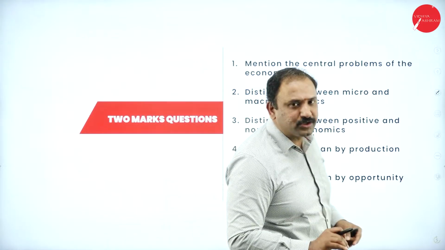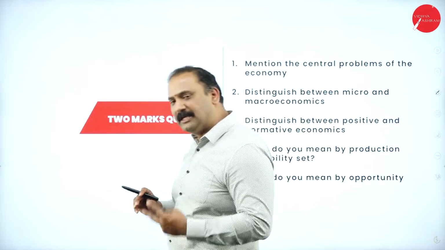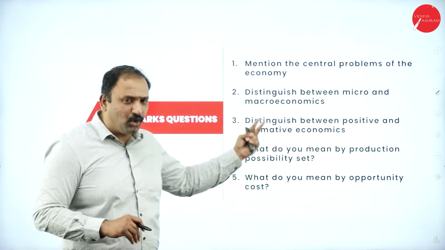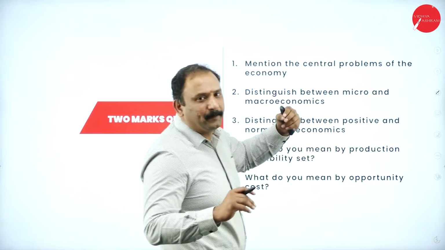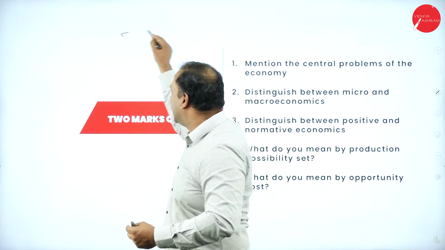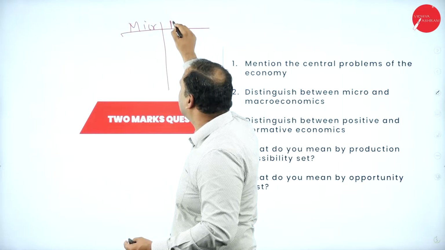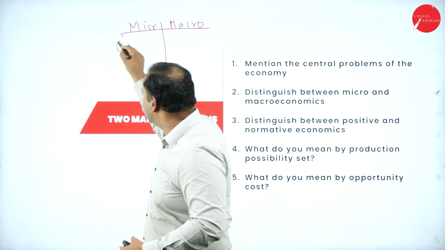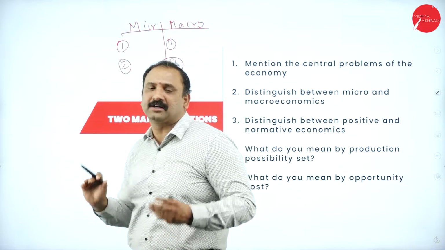Now, here I want to tell this point. Whenever you are writing a 2-mark question, that means you have to give a minimum of 2 points. So, 2 points in micro, 2 points in macro. When you are distinguishing something, please put a tabular column like this and write micro and macro separately so that you will be able to score the marks. So 2 points here and 2 points here. That's where you will be able to score the marks completely.